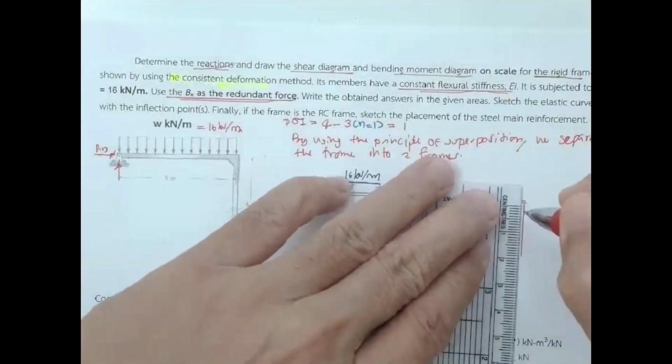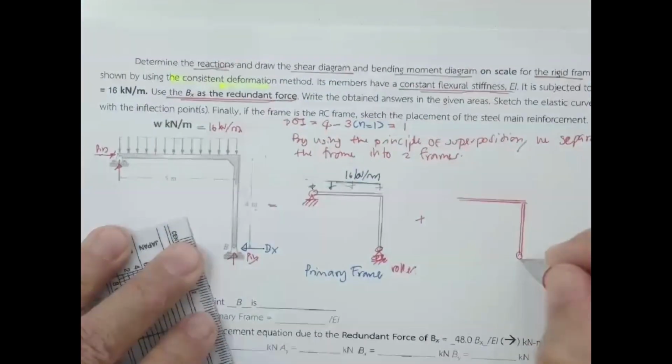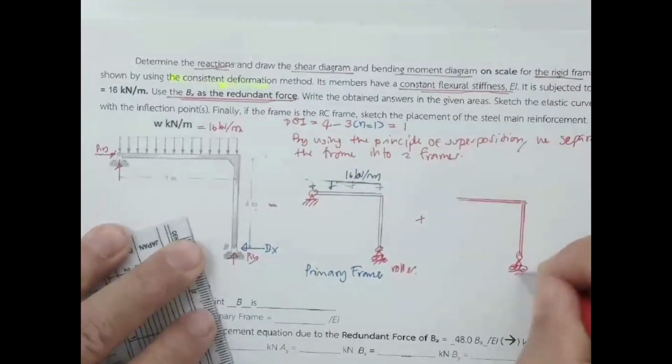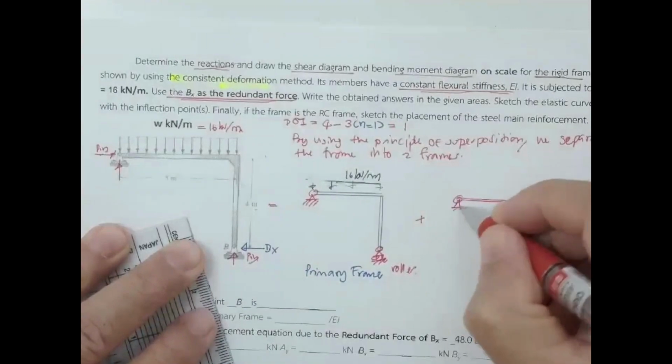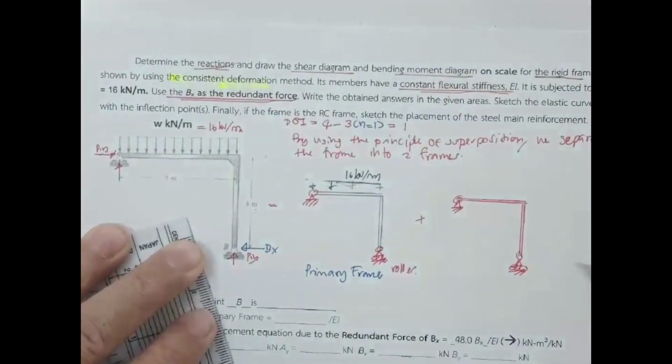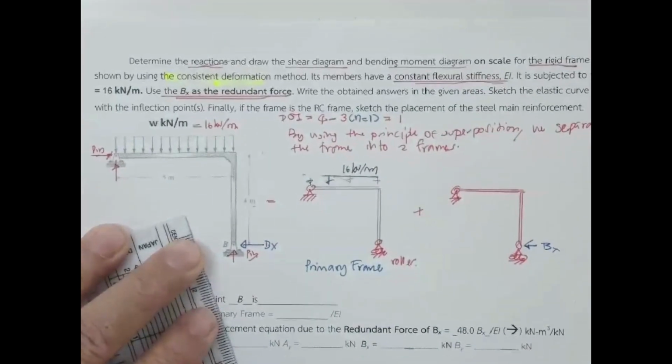So this one, 20 millimeter, still has the same roller and the pin. And over here, the structure is subjected to the redundant force. And then you have to draw the elastic curve of these two frames.